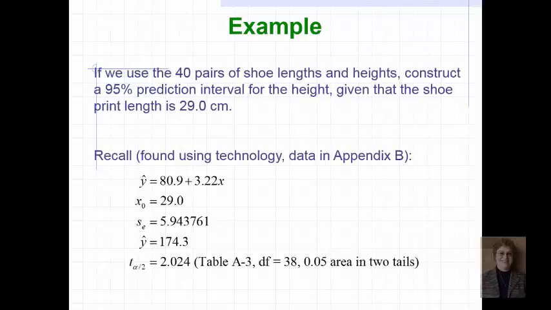Alright, so if we go back to our shoe print lengths and heights, we can construct a 95% prediction interval for the height. And here is our line of least squares regression. We found that in the last section. When we go through the dialog box, it says predict a value. This is what we're going to put in StatCrunch. And then all this other stuff will get our predicted y, and we will go forward using our printout.